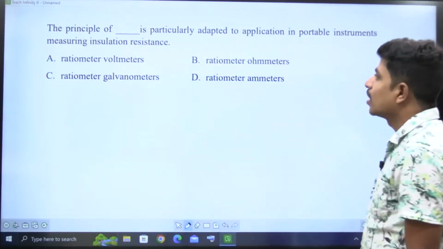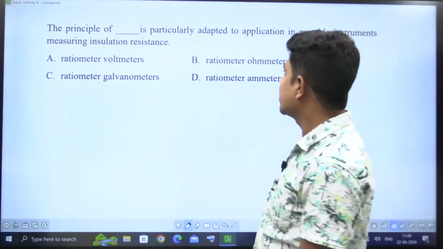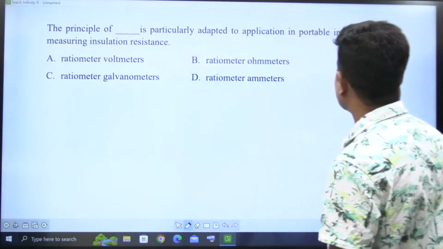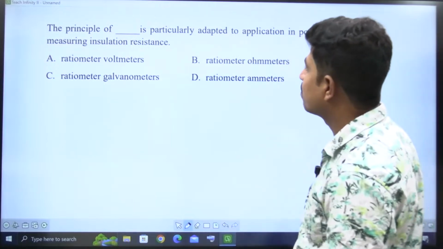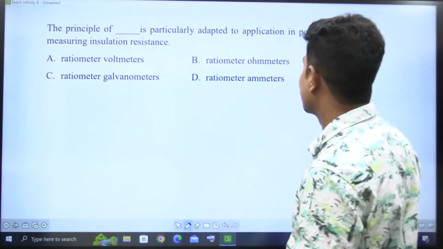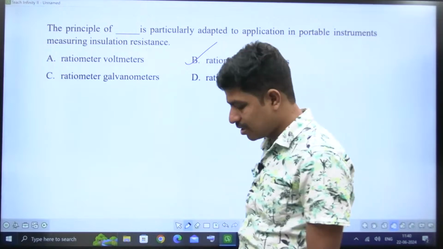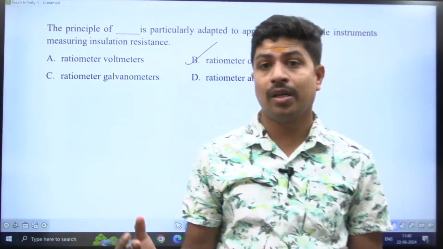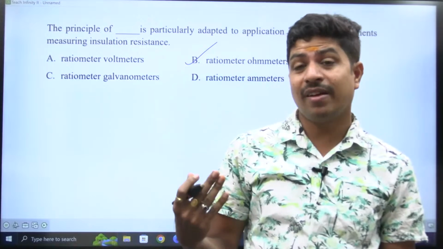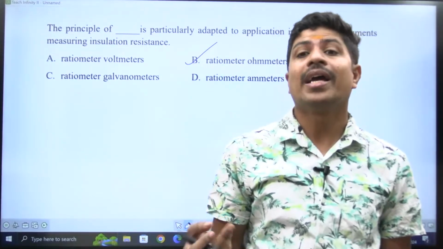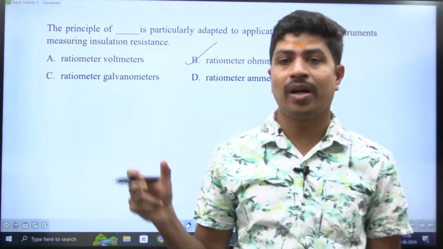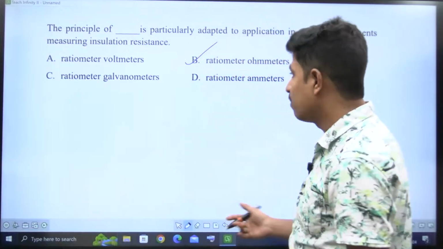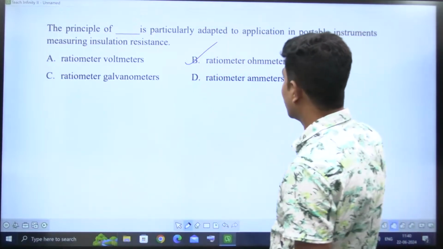Next, the principle of deflection is particularly adapted in application in portable instruments measuring the insulation resistance, that is ratiometers. Yes, a portable insulation measuring instrument must be in a position to measure very high values of insulation. Therefore, it is going to have something called ratiometers, then only that is possible, right? Apart from Megger. Yes, this one you learn in measurements.